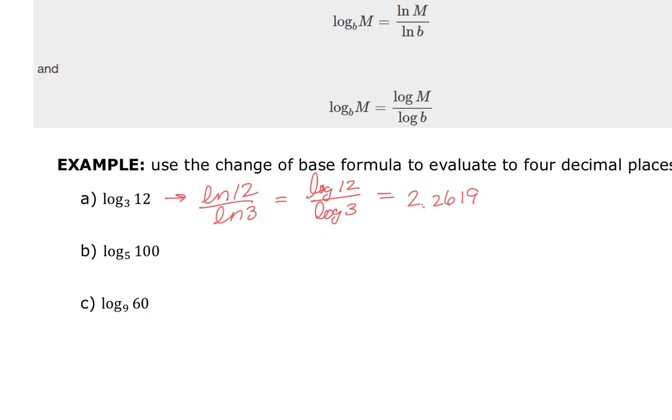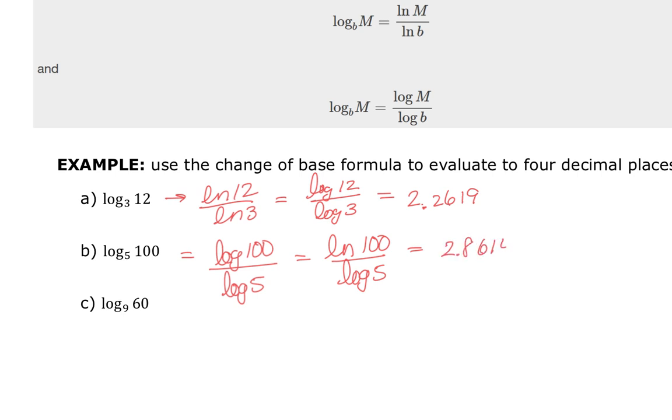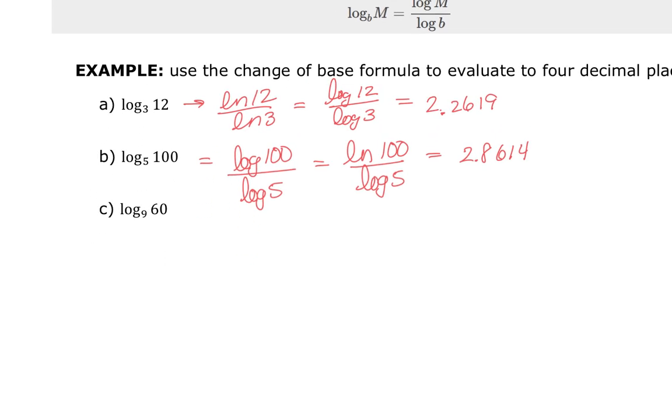I'm going to use the common log here because why not? So I have the log of 100 divided by the log of 5, which I again can write as a natural log of 100 divided by the natural log of 5. Doesn't matter which one you use, they will give me the same answer, and you can check it on your own. So I'm just going to put this in my calculator really fast. And to 4 decimal places is 2.8614.